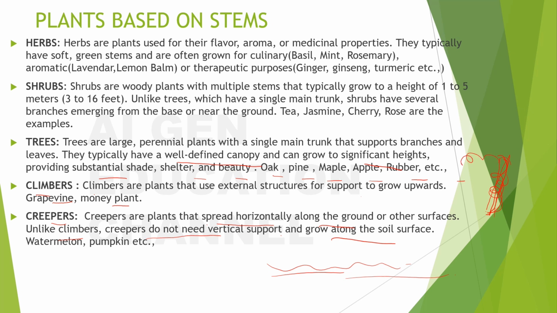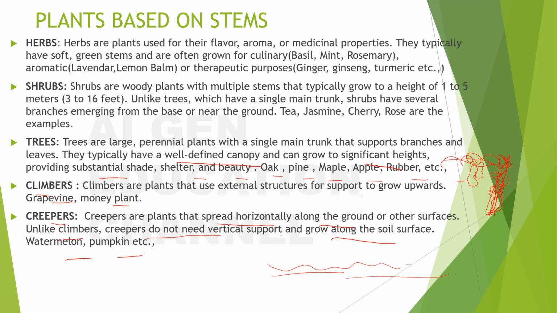And you can find the grapes. You remember the fox and grape story, right? Where you can find grapes at the top? So grape is a climber. You can find the grapevines among the climbers. And how about the creepers? As I said, they do not need vertical support and grow along the soil surface. What are the examples? Watermelon and pumpkin.